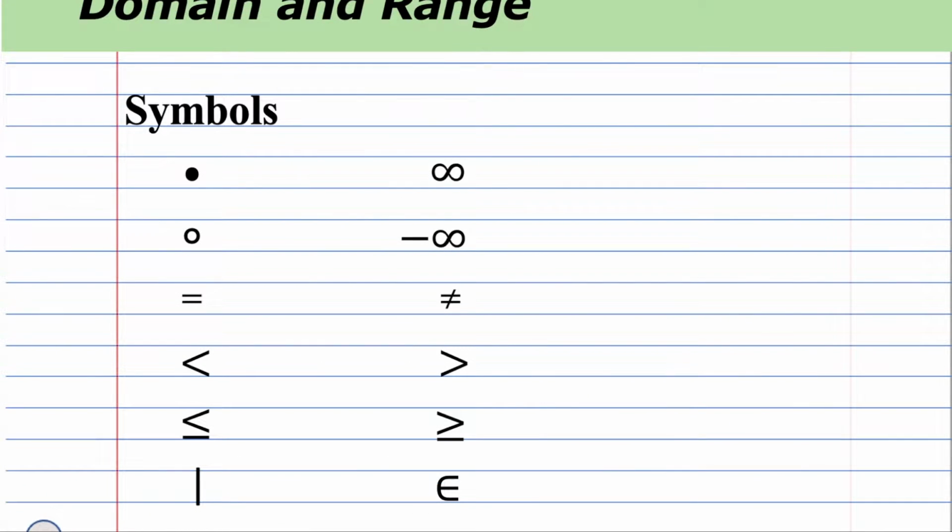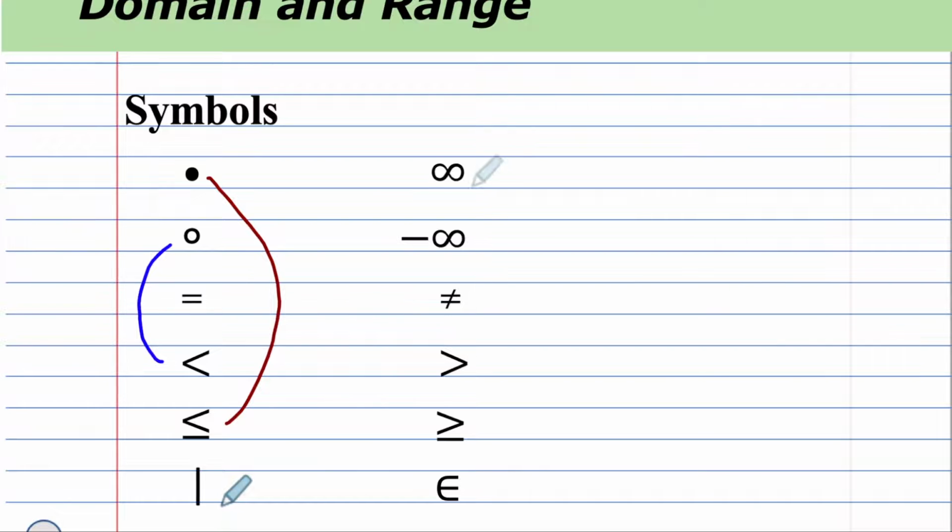We have some symbols that you need to know. The dot colored in means you include that value. The open circle means you do not include the value. Equals, straightforward. Less than is connected with an open circle because we're not including that end value. Less than or equal to is connected to the closed circle or the point.